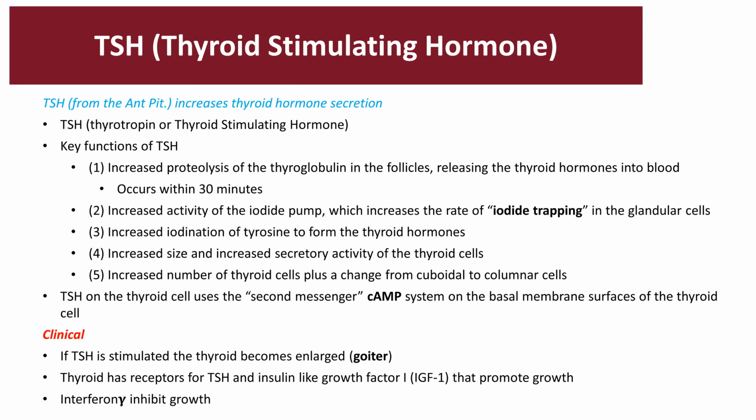It also increases the size and the secretory activity of the thyroid cells. It increases the number of thyroid cells, plus the transition from cuboidal to columnar cells, which makes them more active. In the inactive form, thyroid cells generally look more squamous than cuboidal. TSH targets the thyroid cells and uses the intracellular signal system that involves cAMP, cyclic AMP, which in turn activates protein kinase A and triggers these events.